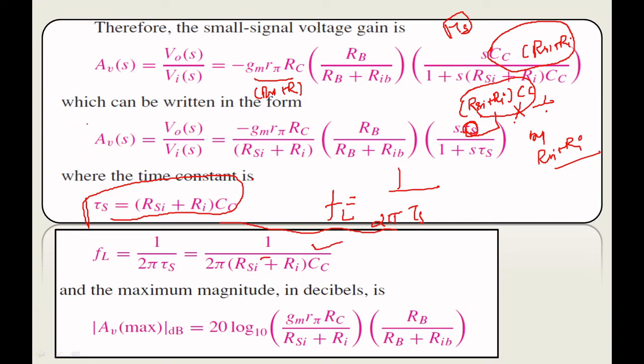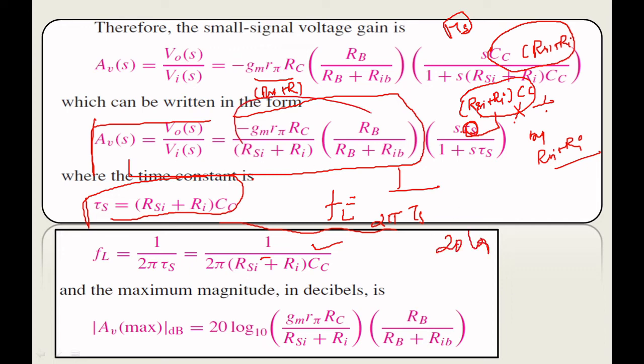So your magnitude part is this part, right? This is your magnitude part. If you want to take it in terms of dB, I can write 20 log of this whole value. This is what they have written here.